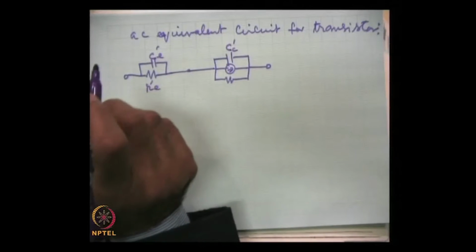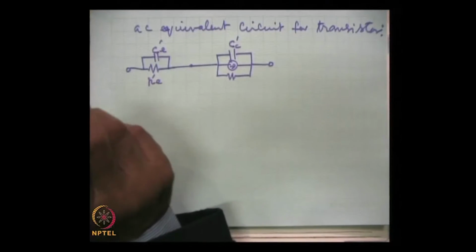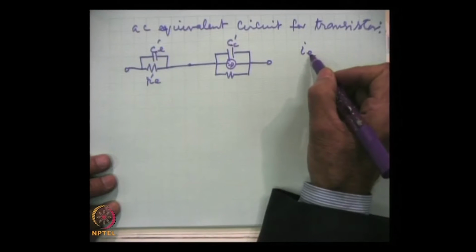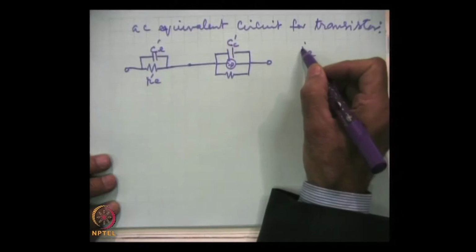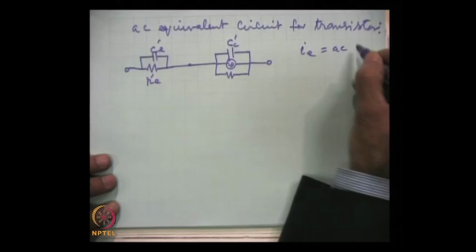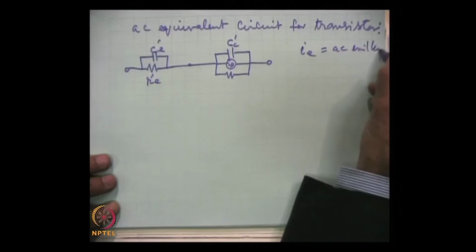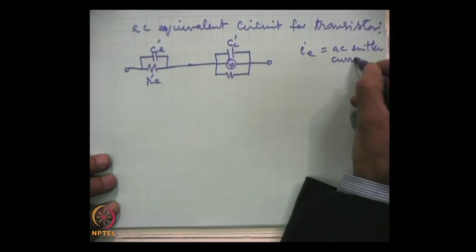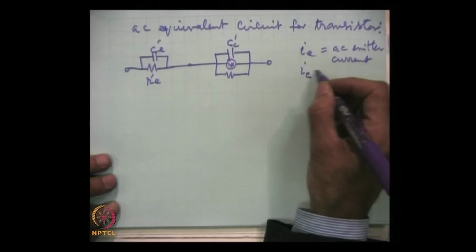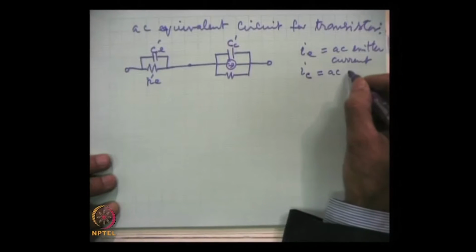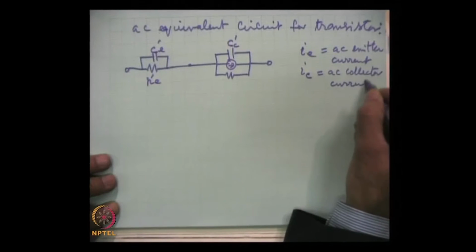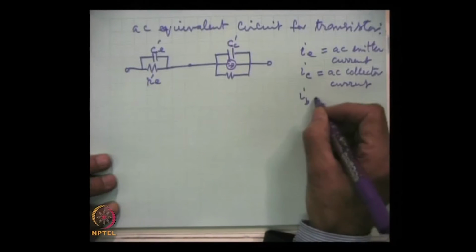Now, we are talking of the AC equivalent circuit. There will be AC input current with a small letter i, we denote AC emitter current. Similarly, there will be AC collector current, and AC base current.